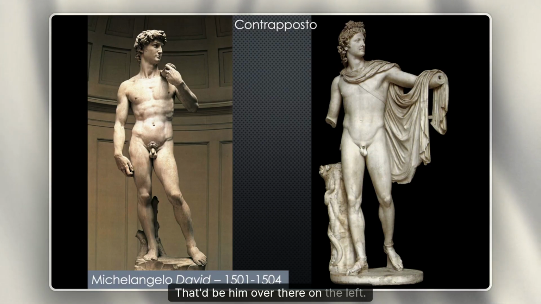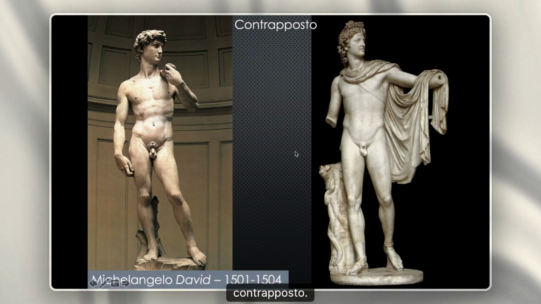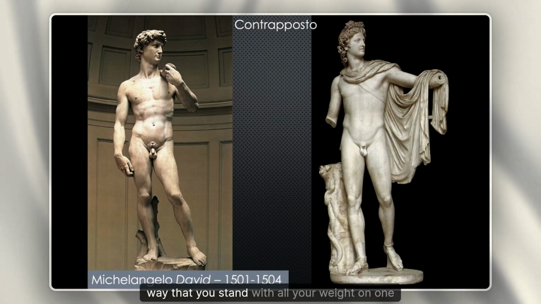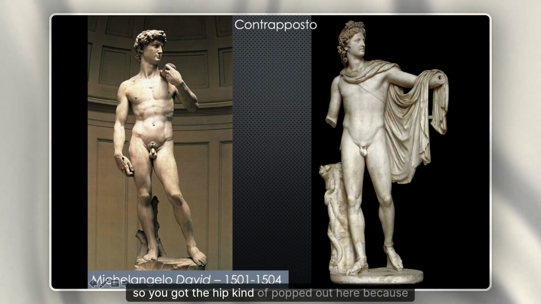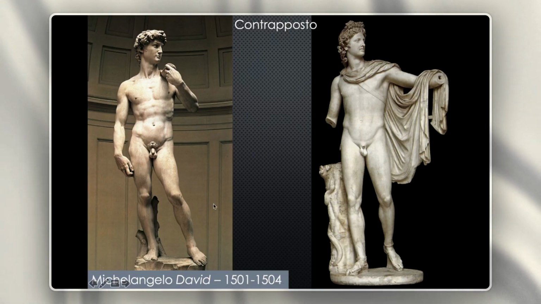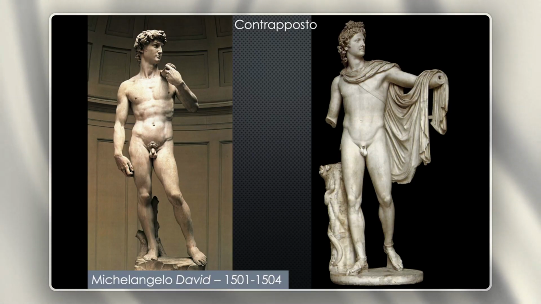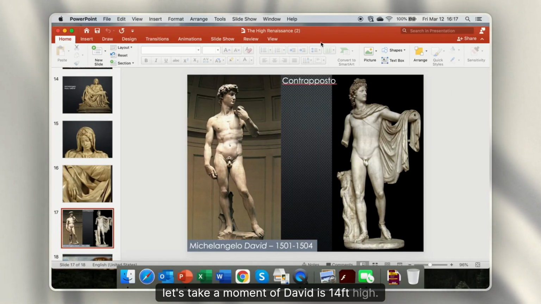That'd be him over there on the left. I've thrown one of our key terms up here, contrapposto. Contrapposto is, again, that way that you stand with all of your weight on one leg. So you've got the hip kind of popped out here because you've got all your weight on one leg. That's called standing contrapposto.